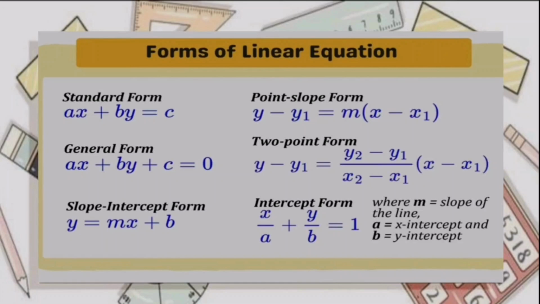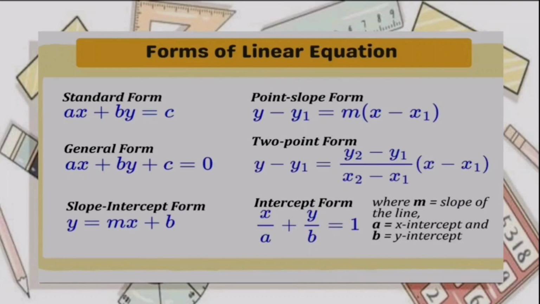The meaning of point slope form is m is equal to slope, then the x sub 1 and y sub 1 is known for the point. It is used when you know one point and the slope. The meaning of two-point form is it uses 2 points to find slope. This is used when you are given 2 points only.